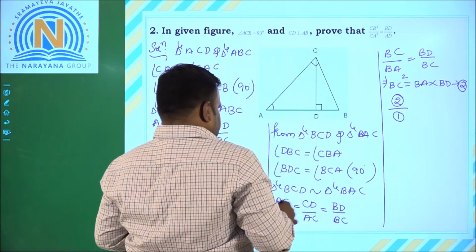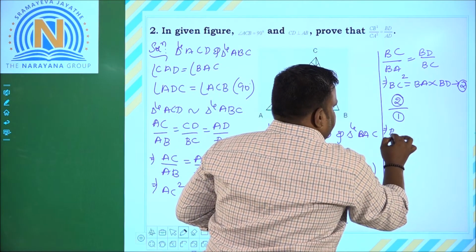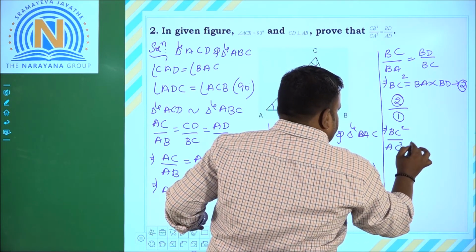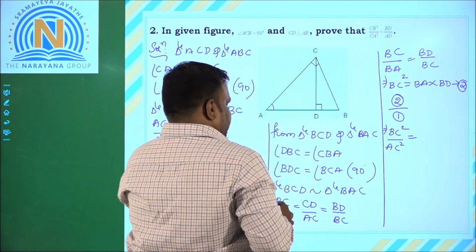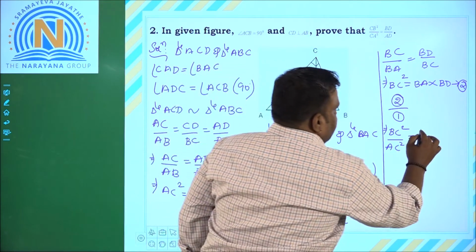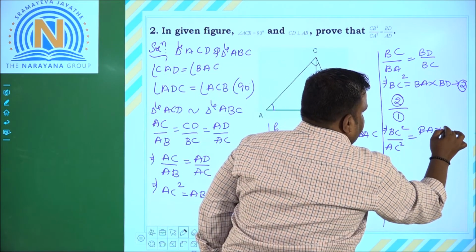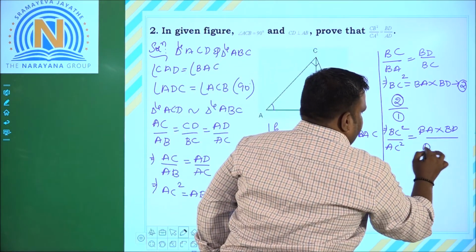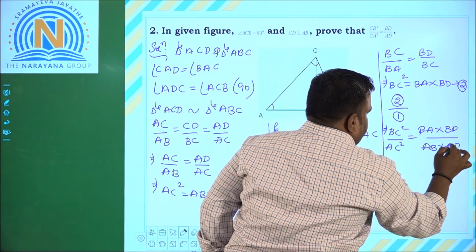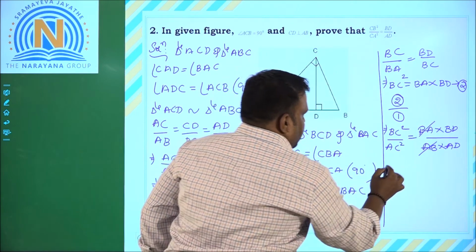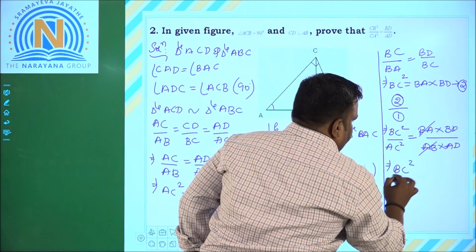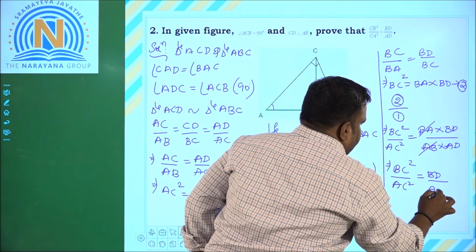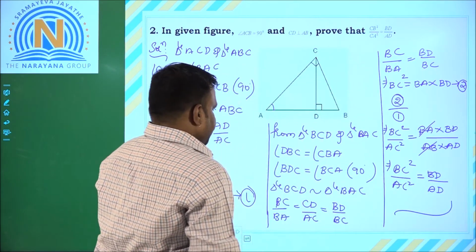So LHS first. It will be BC square by first equation LHS, that is AC square, equal to second equation RHS, that is BA into BD, by first equation RHS, AB into AD. So in this case BA and AB get cancelled. So I am left with BC square by AC square is equal to BD by AD. This is what you have to prove.